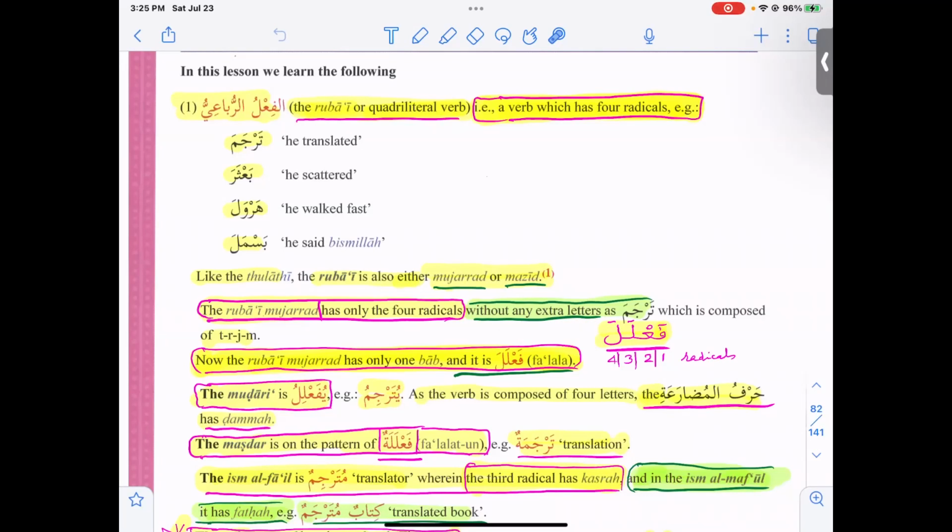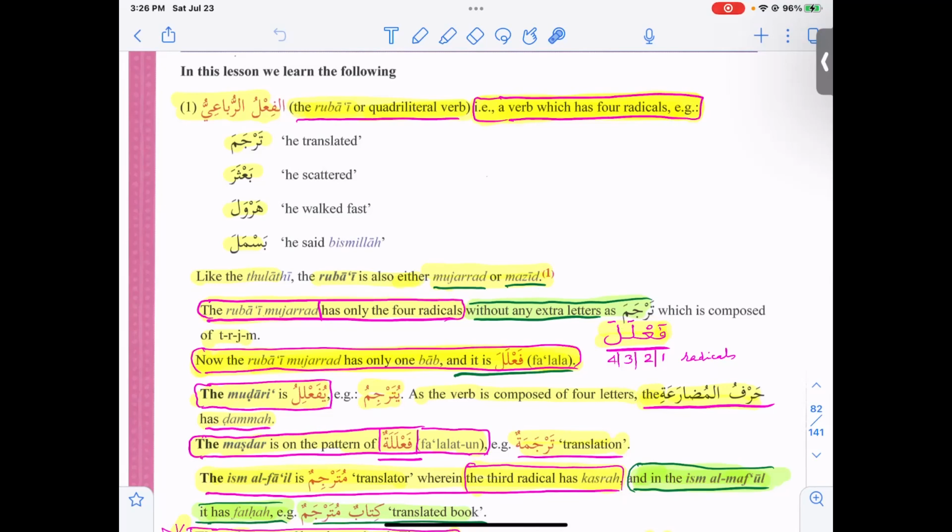See, Tarjama. Now here is something you will learn and you will try. Fa'alala. What is sulasi mujarrad? Fa'ala. Here, fa'alala. Then, you know, sulasi mujarrad can be fa'ila, fa'ula. Here, nothing. Only one. Fa'alala. Try to remember. Radicals: fa, one radical, ain radical, lam radical, two lams. So the second radical has a sukun.